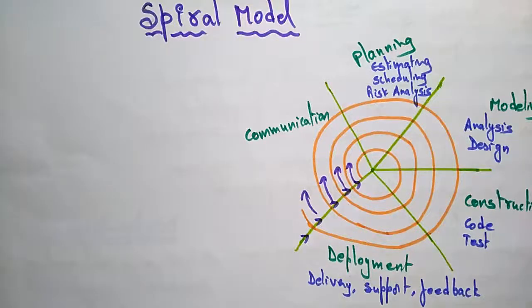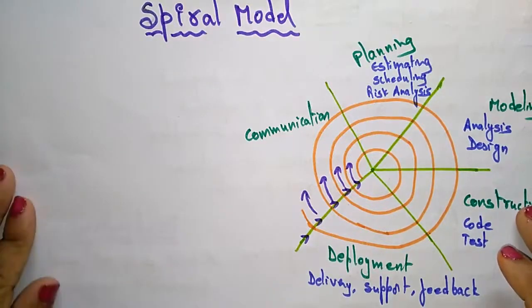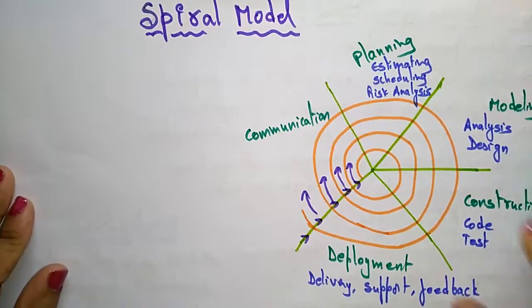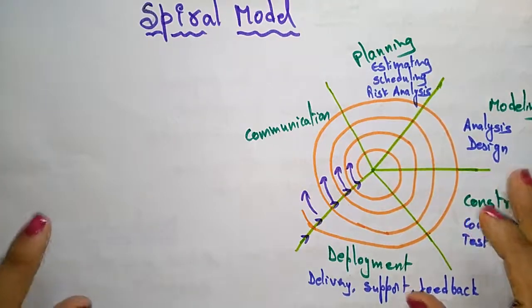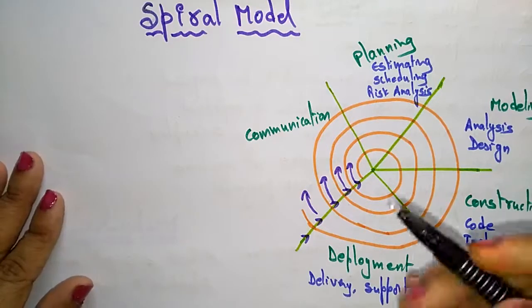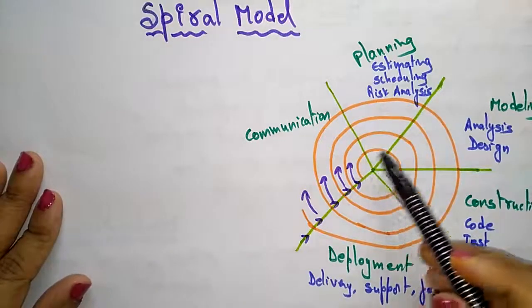Hi students, coming to the next topic, that is the spiral model. This is another software lifecycle model. So far we have discussed the waterfall model and the prototype model. Now let us see the spiral model. What exactly is the spiral model? Here the structure looks like a spiral.